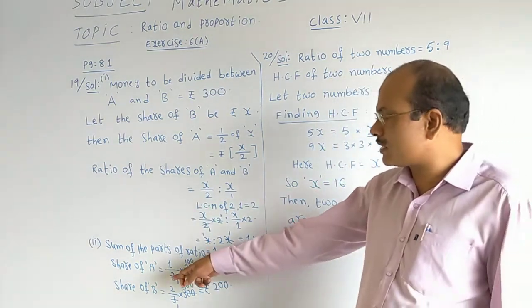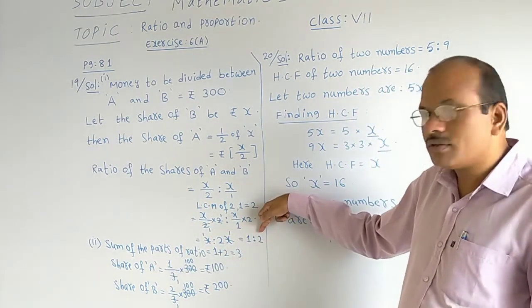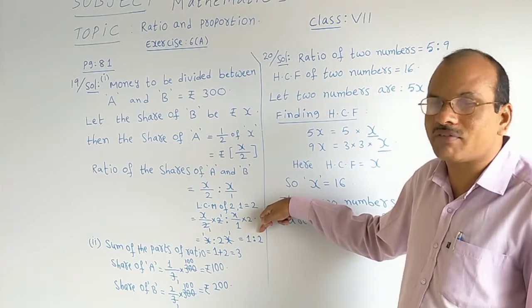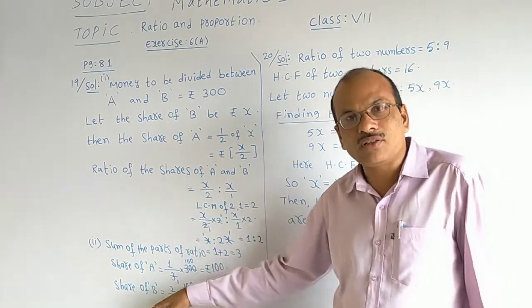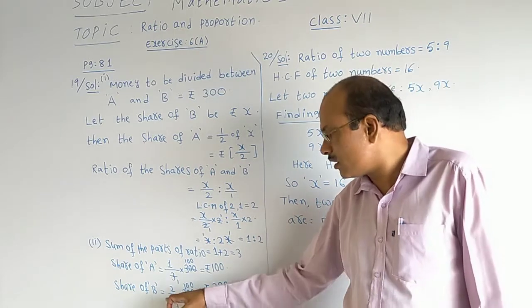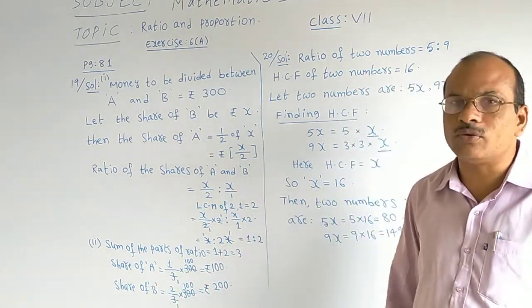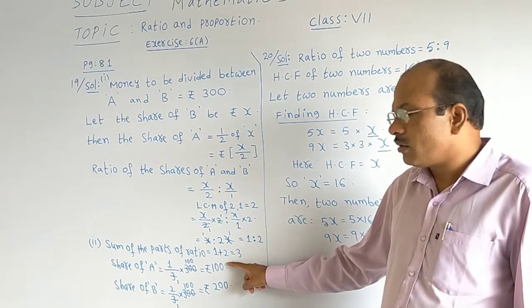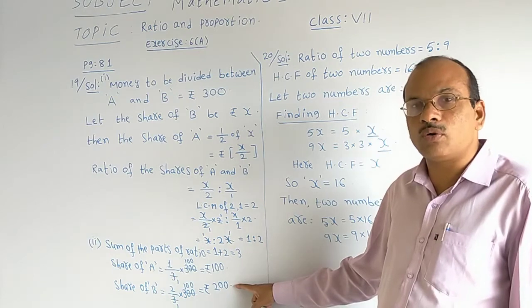Then the share of person B is 2 parts. Person B gets 2 parts out of 3 equal parts. So 2 by 3 into 300. The 3 and 300 cancel, 3 ones are 3 and 3 hundreds are 300. So 2 times 100 is 200 rupees. So person A got 100 rupees and person B got 200 rupees.